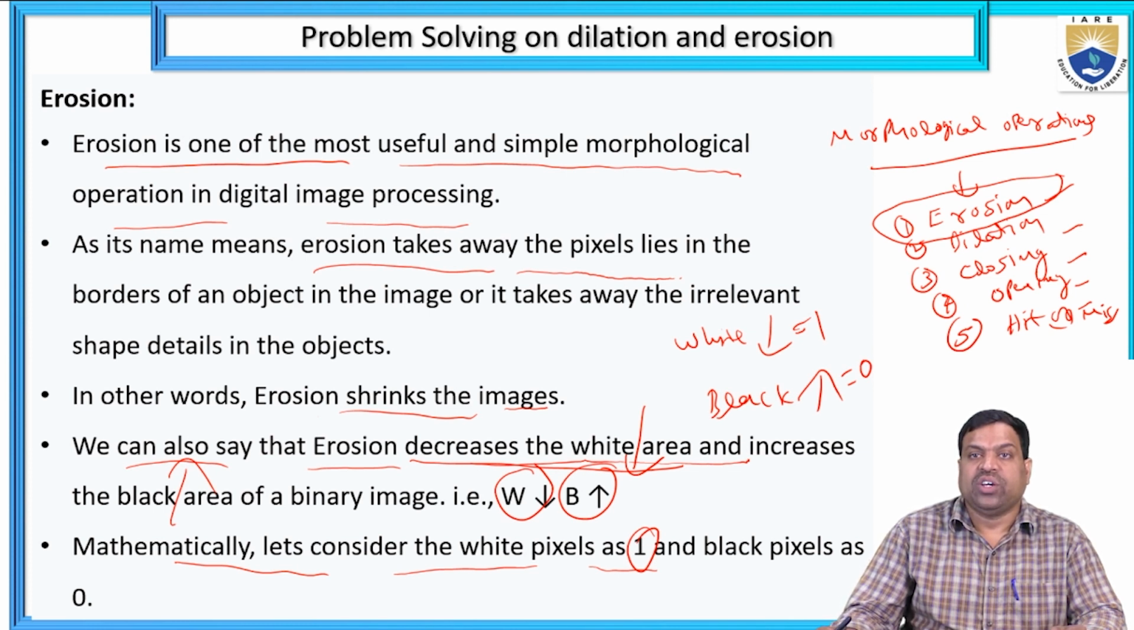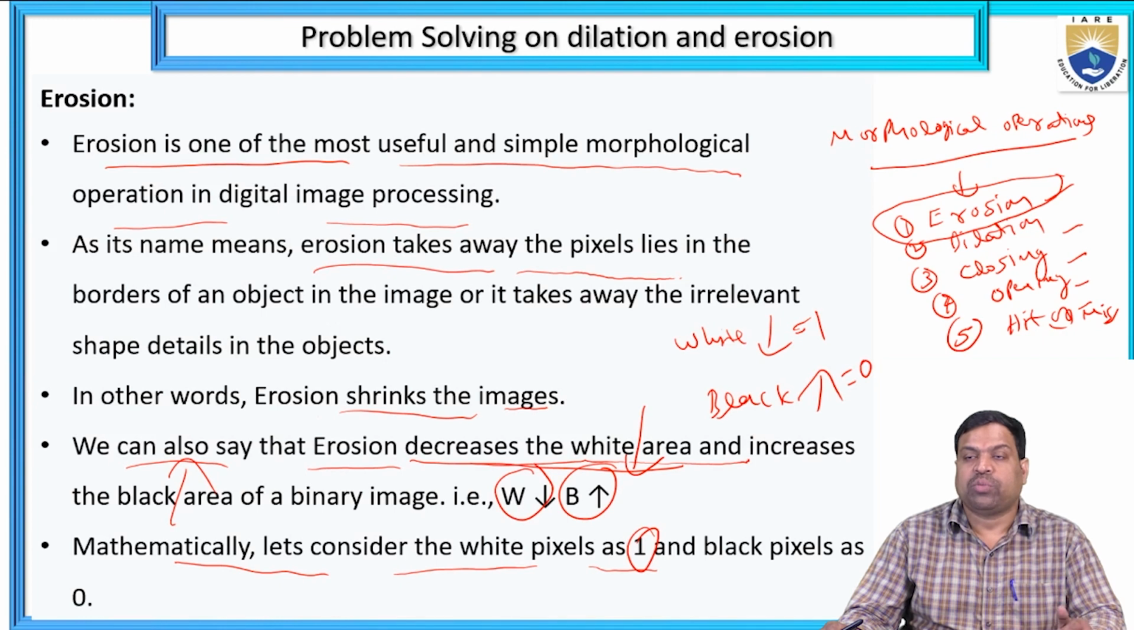As the name means, erosion takes away the pixels that lie on the border of the image, or it takes away the irrelevant shape details in the object. In other words, erosion shrinks the image, and dilation improves, or expands, the image. As per the mathematical values, white is 1 and black is 0, and we are considering that erosion decreases white and increases the black area.